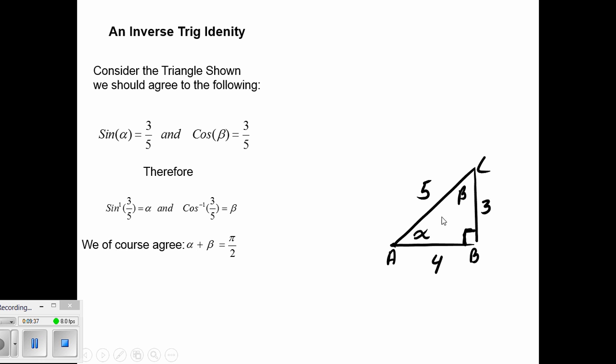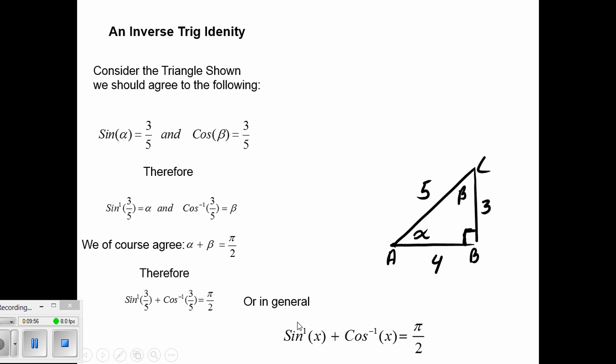Now, of course, we realize that this being a right triangle, the sum of alpha and beta is 90 degrees or pi over 2, okay? So therefore, we come to conclude that the inverse sine of 3/5 plus the inverse cosine of 3/5 is pi over 2. Or in general, we're going to state that the inverse sine of an angle plus the inverse cosine of an angle is always equal to pi over 2. Okay? Evaluate some of these expressions.